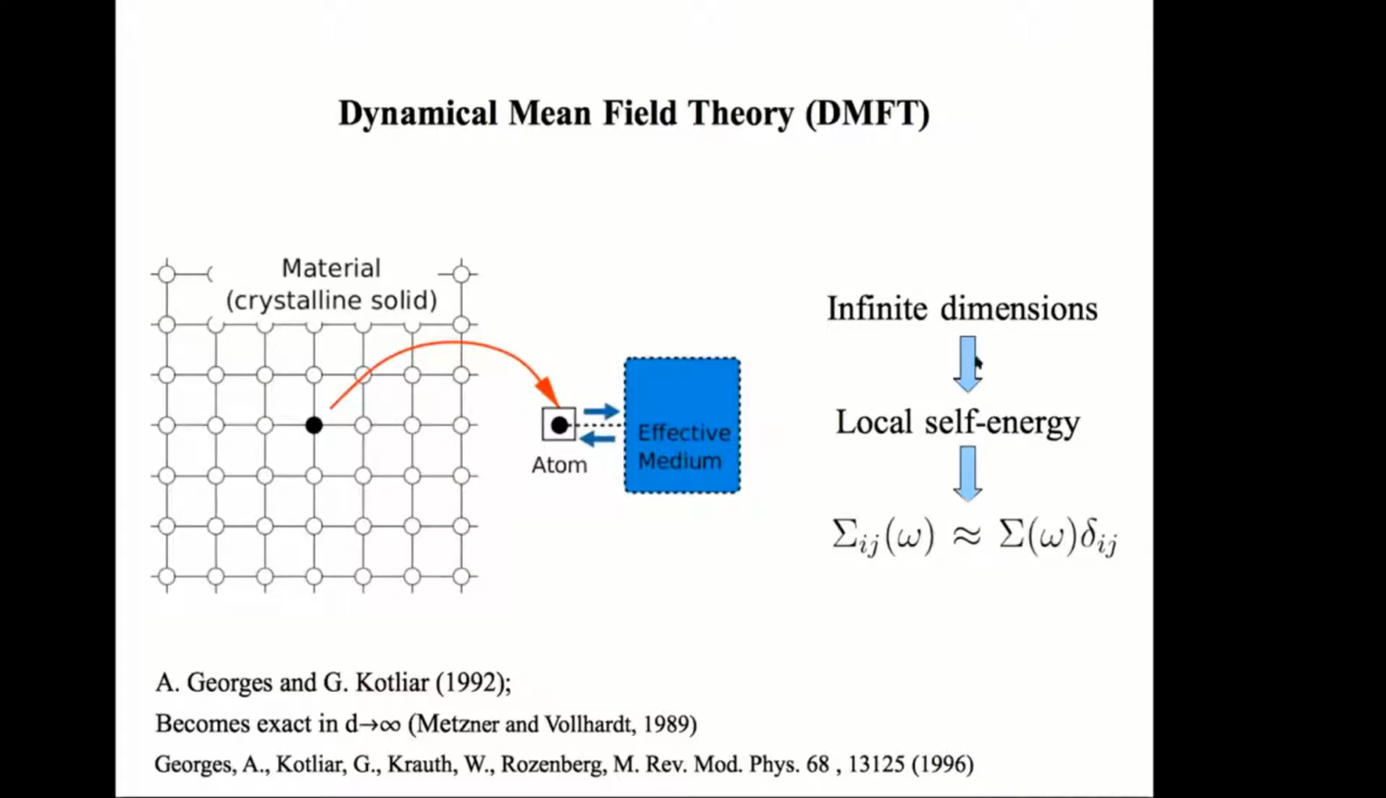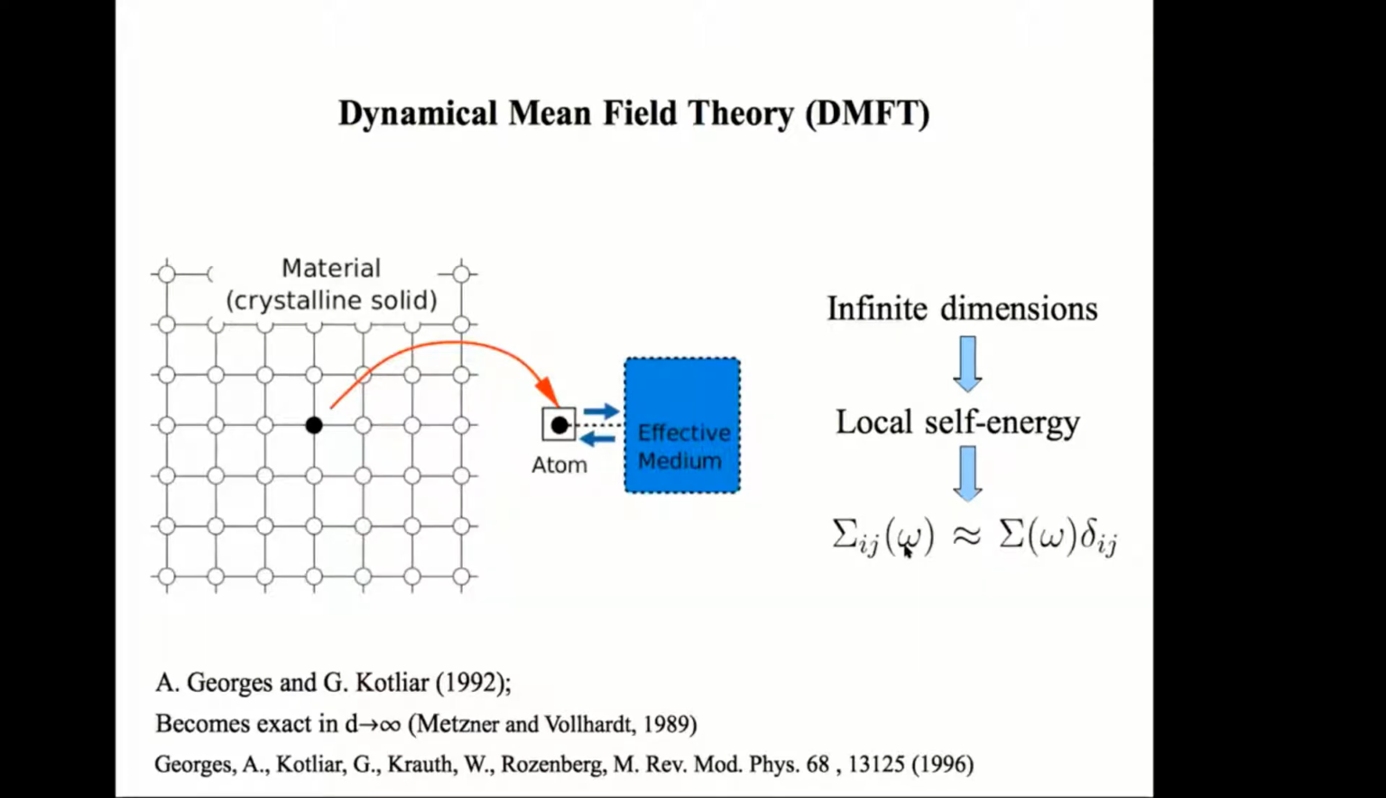Of course, this is exact in infinite dimensions, as was shown in this paper a long time ago. And the main approximation is that the self-energy is local. So here, the self-energy that comes out due to interactions is local. It only depends on omega, the energy, and not on k, the momentum.